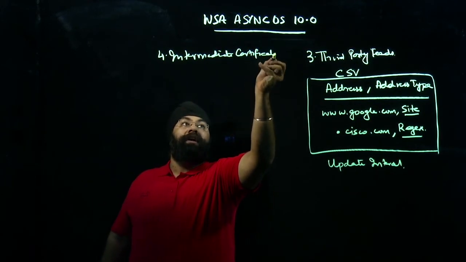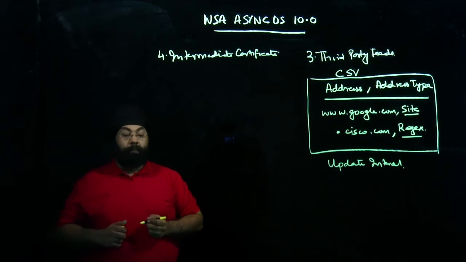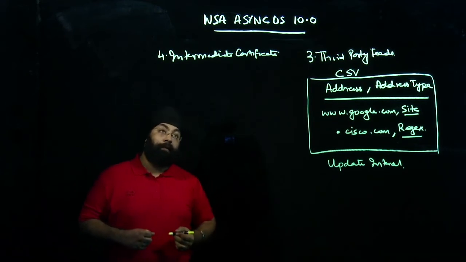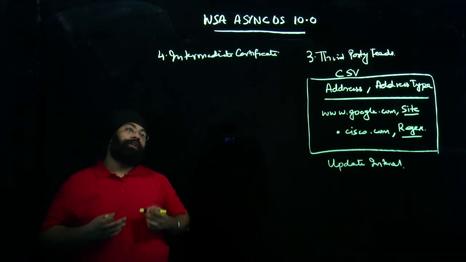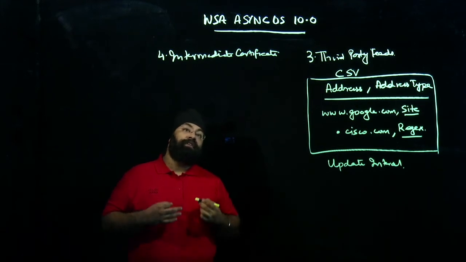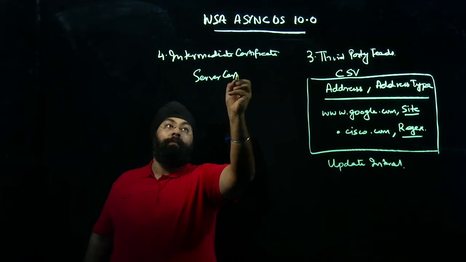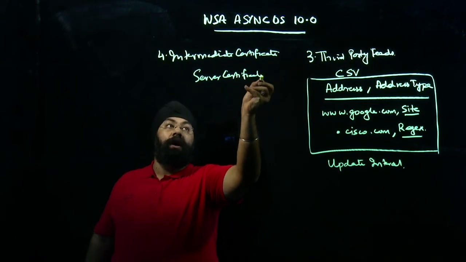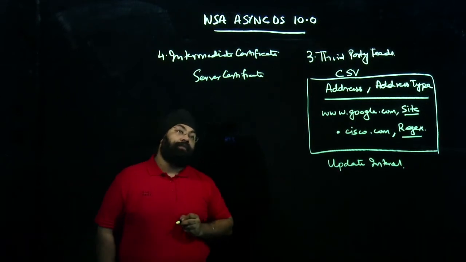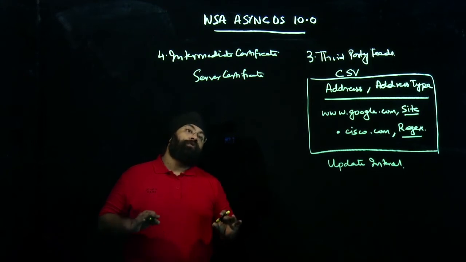Now when we talk about intermediate certificate, by default this feature is enabled and you don't need to go and disable it. Whenever we find that there is a server certificate which is creating a problem, we handle it using our WSA appliance itself. So you don't need to bother about it, it's enabled by default.